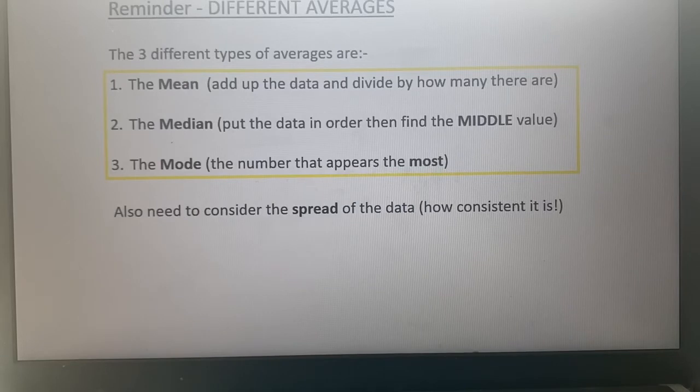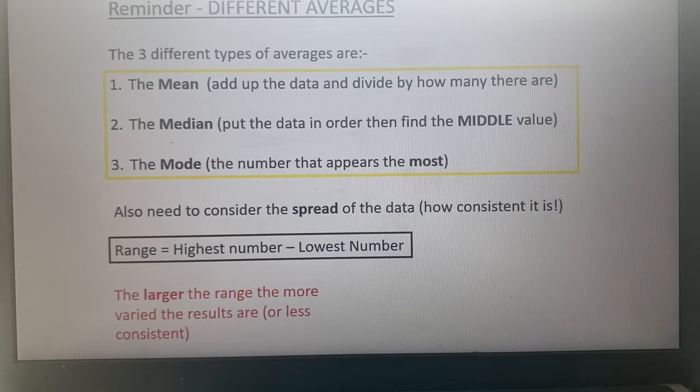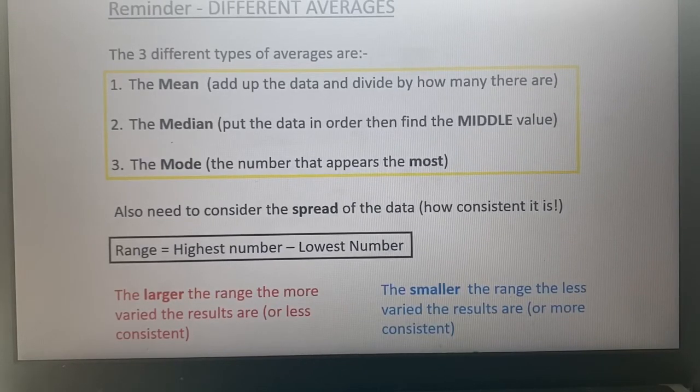We can also consider the spread of the data, how consistent it is. Now, we're going to be looking at standard deviation for this, but the most basic form of calculating the spread or how varied our data is, is the range of the data, which we find just by simply taking the highest value and subtracting the lowest value. Now, the larger the range, the more varied the results. And the smaller the range, the less varied the results, which will also apply to standard deviation.